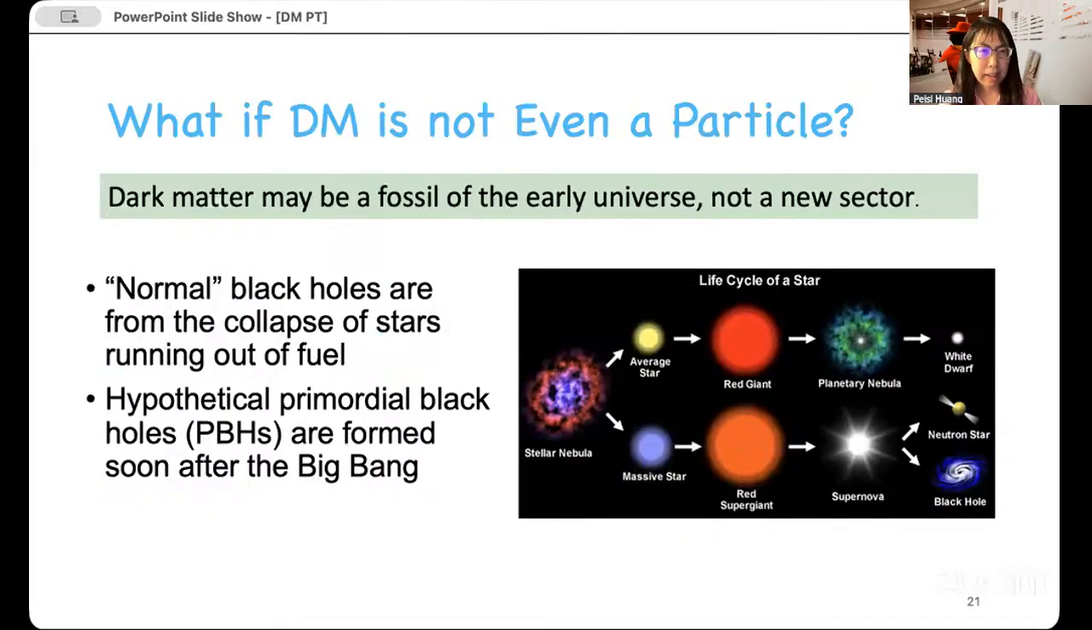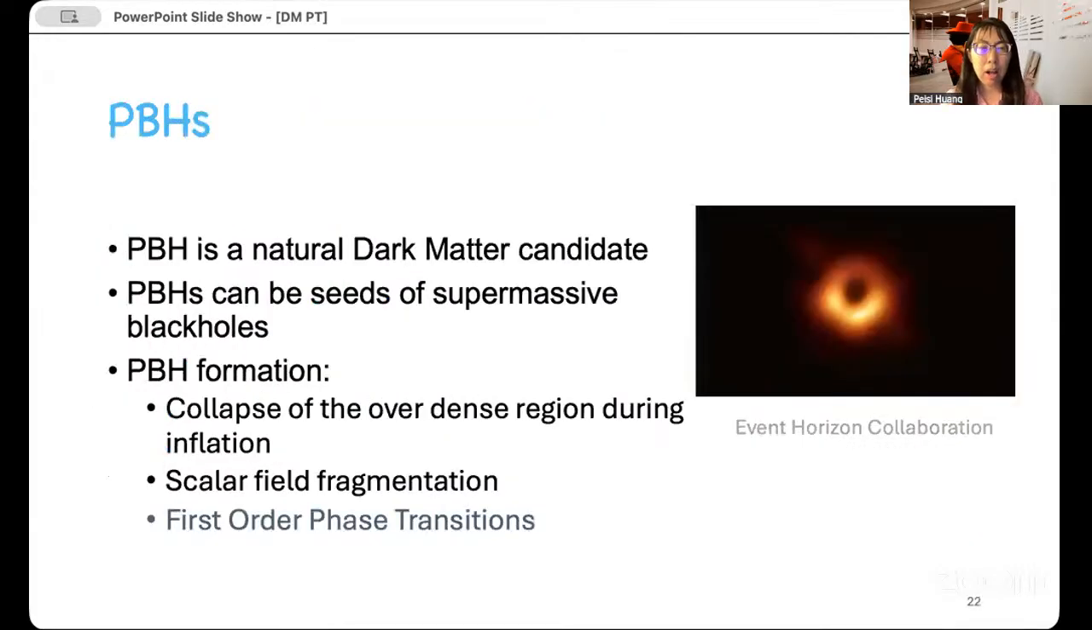So yeah, again, what if dark matter is not even a particle? They may be fossils of the early universe, not a new sector. So here I talk a little bit about primordial black holes. They are not normal black holes. They are not from the collapse of stars running out of fuel. Rather, they are from soon after the Big Bang. They are interesting because they can be a natural dark matter candidate.